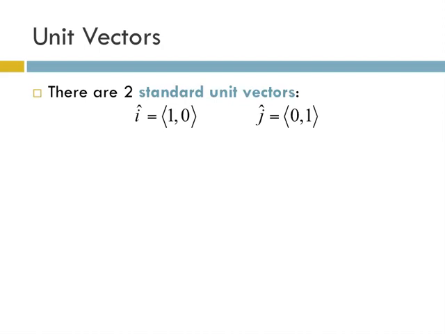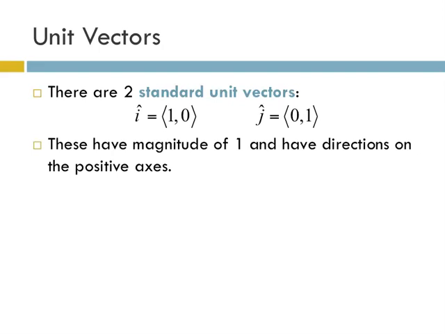Their directions are on the positive axes. So the i hat is going to be on the positive x-axis. Okay, so that's the direction of i hat. And then, as you can probably guess, j hat is going to be in the positive y-axis. So it's going to have the direction in the positive y-axis. So j hat is equal to 0, 1. You can see pretty clearly how that is in the positive y-axis.